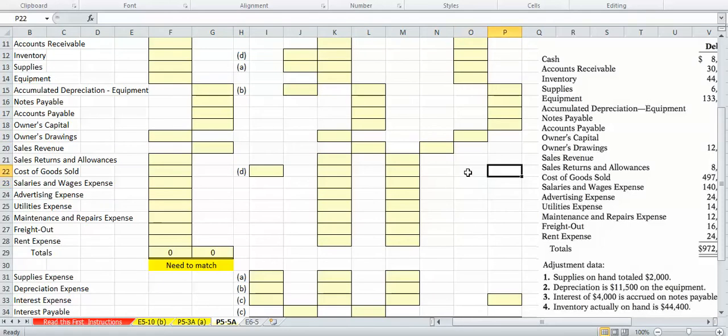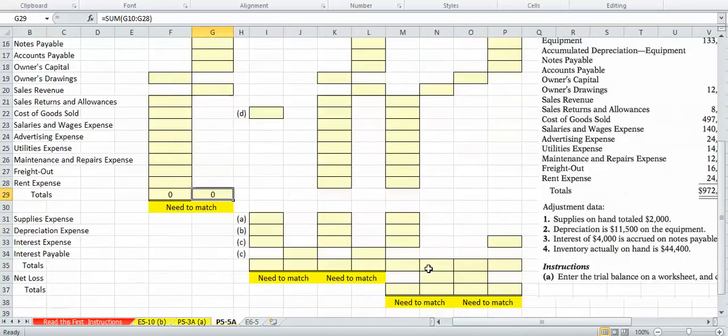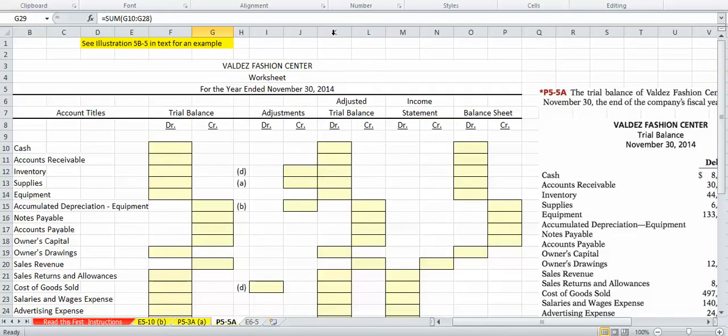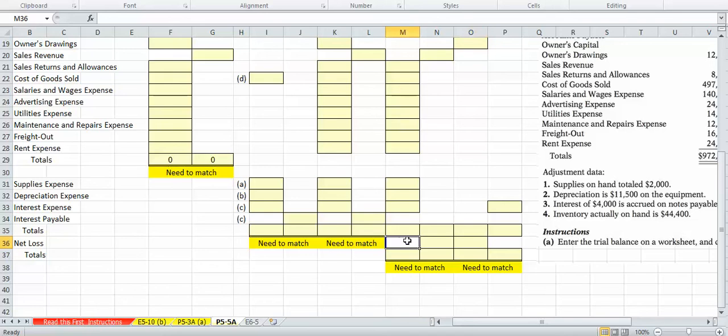So just a check figure over here is going to be 972,700. These two figures, that's your check figure. Your check figure for your adjusted trial balance, so it's columns K and L. Right there is going to be 988,200.